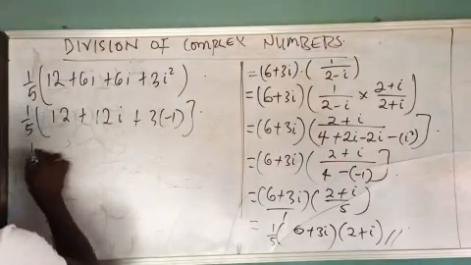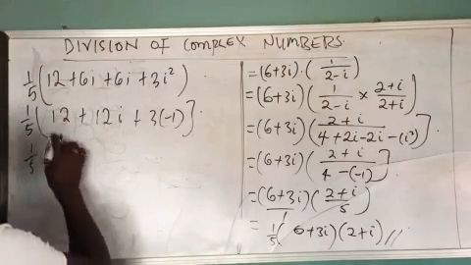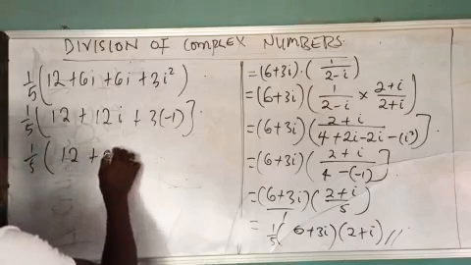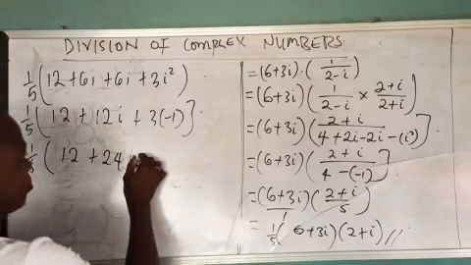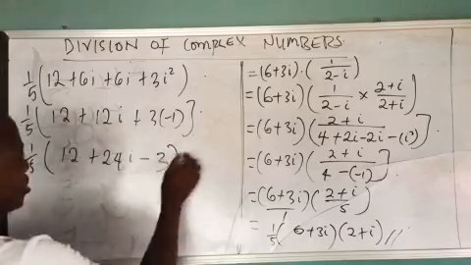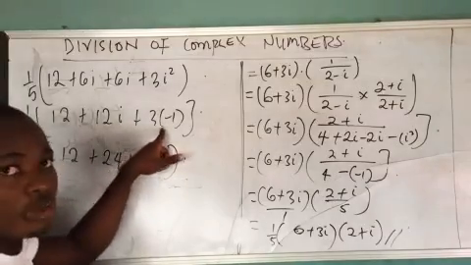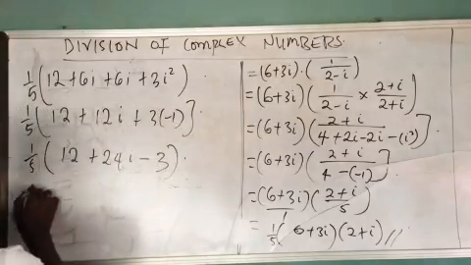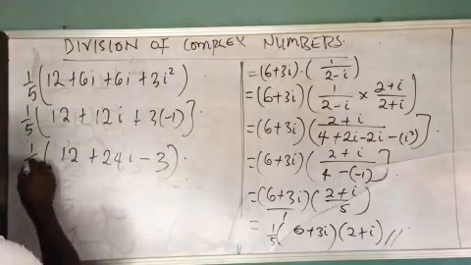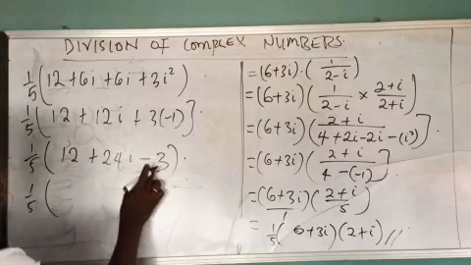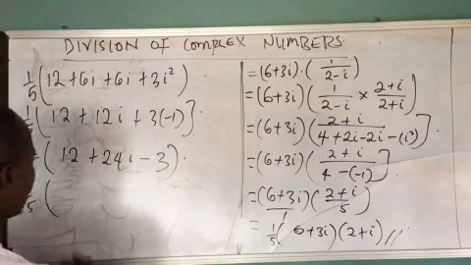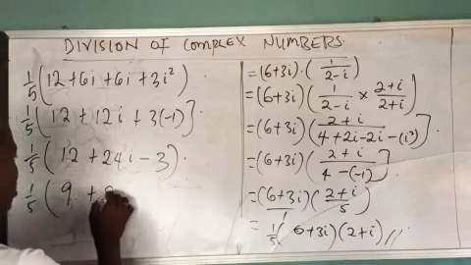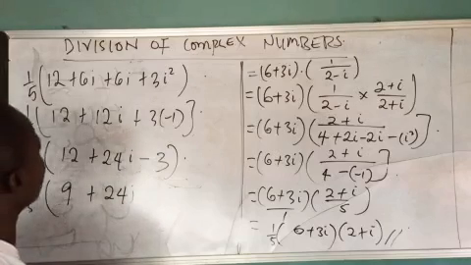So we have 1 over 5, 12 plus what? 24i minus 3. Yes, that is plus into bracket 3 into minus 1. So this is what we have here, minus 3. So we have 1 over 5, 12 minus 3. So what do we have? We have 12 minus 3 to be 9 plus what? 24i.